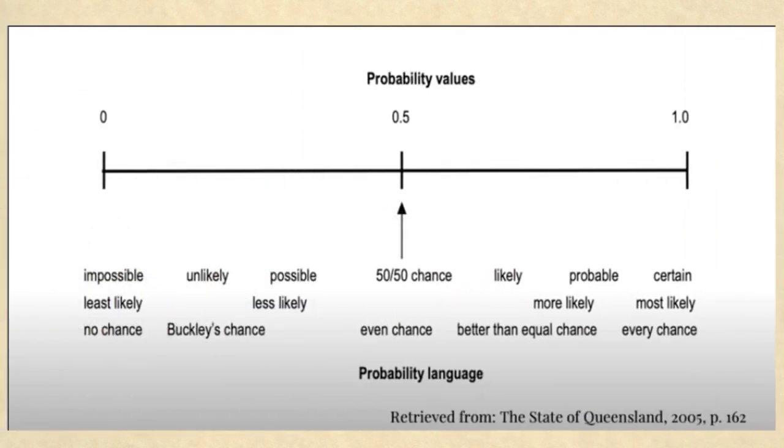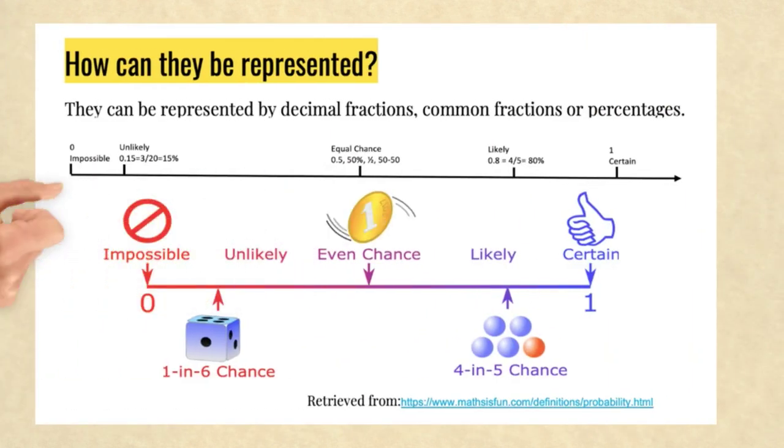This would be used in the context of using probability terms to describe the limits of this continuum from impossible, 0, to certain, 1, and terms that are in between. They are commonly represented on a number line through decimal fractions for students to develop a deeper understanding. These probability values can also be represented as a common fraction or percentages. For example, a likely event can have its probability estimated at 0.8, 4/5, or 80%.